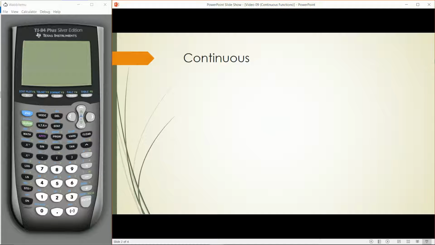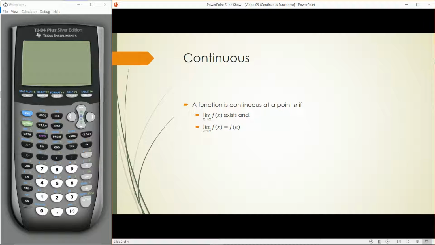So what does it mean to be continuous? A function is continuous at a point a if the limit as x approaches a for our function exists, and that limit is equal to the function when it is evaluated at a.